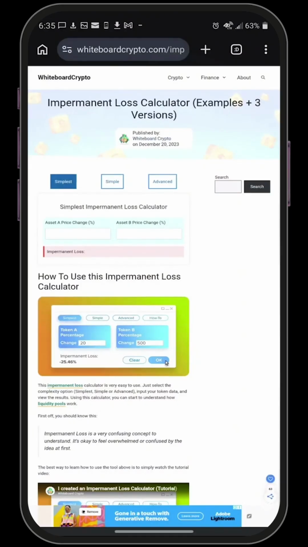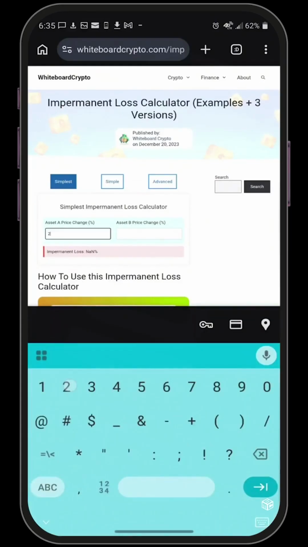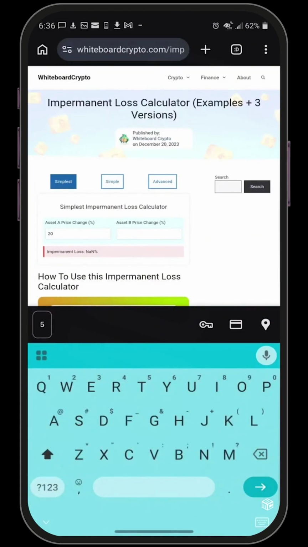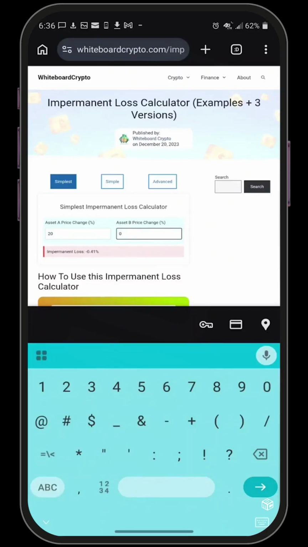The simplest mode requires the expected percentage price change of the two assets. Let's use an Ethereum and USDC liquidity pool as our example. Let's say we're expecting Ethereum to increase over time by 20%, while USDC remains stable, as it is expected of a stable coin, right? So I'll simply enter the figures into the calculator accordingly. Asset A will represent Ethereum, while asset B will represent USDC. For asset A, where we have the percentage price change column, I'll enter 20%. For asset B, representing USDC, we have 0, that is no percentage increase.